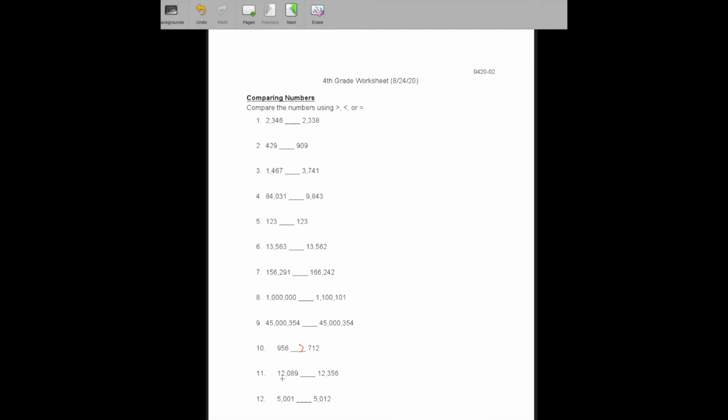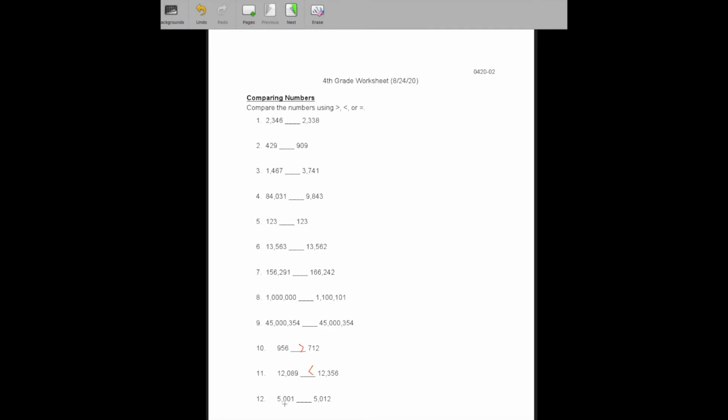The next question, they're each 5 digits long. So all you have to do is compare from left to right. So 1 versus 1, they're equal. So you move on to the next one. 2 and 2 are equal. So you move on to the next one. 0 versus 3, 3 is bigger. So this number is bigger. This number is less than this number.